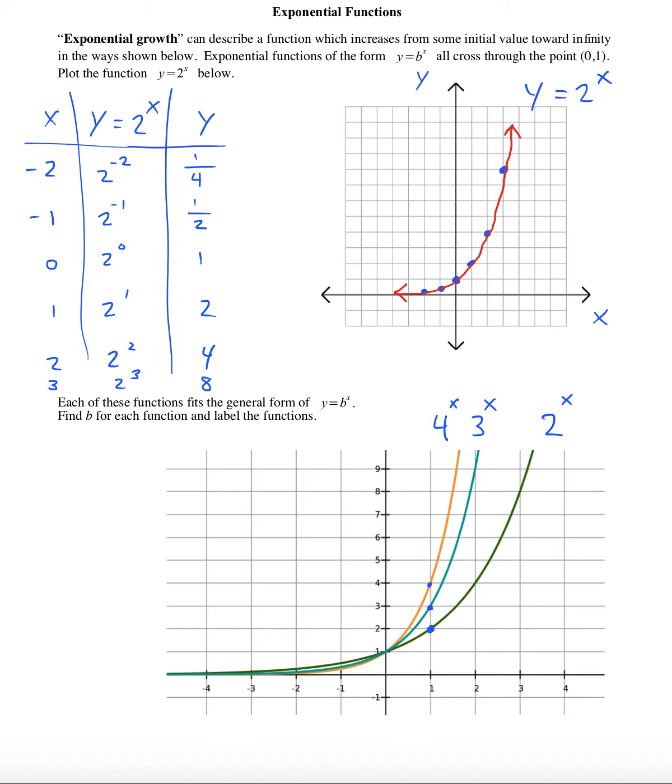So as you can see, they share some things in common. All of these exponential functions do pass through the point (0, 1). That's significant. Also, we see the larger the base is, the steeper the function is, and the faster the growth of it will be.